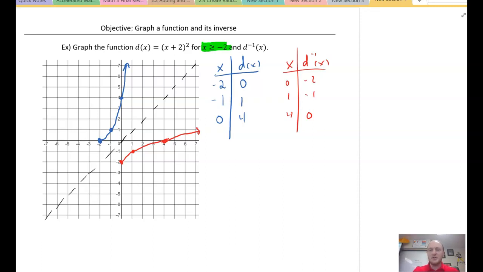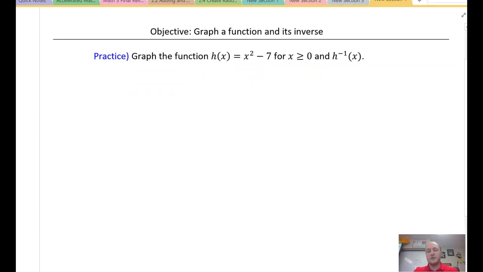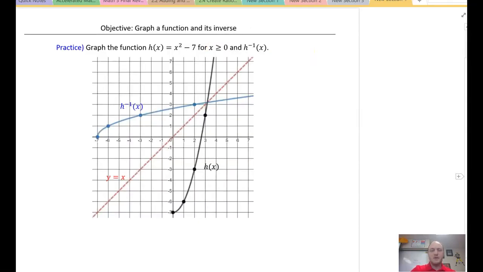All right. Okay, so here is a practice problem. Please go ahead, pause the video, and try this one. Note, where are you supposed to start? At 0. So make a little chart and start at 0. All right, hopefully you've graphed it. Here is the solution. And that's what you would get.